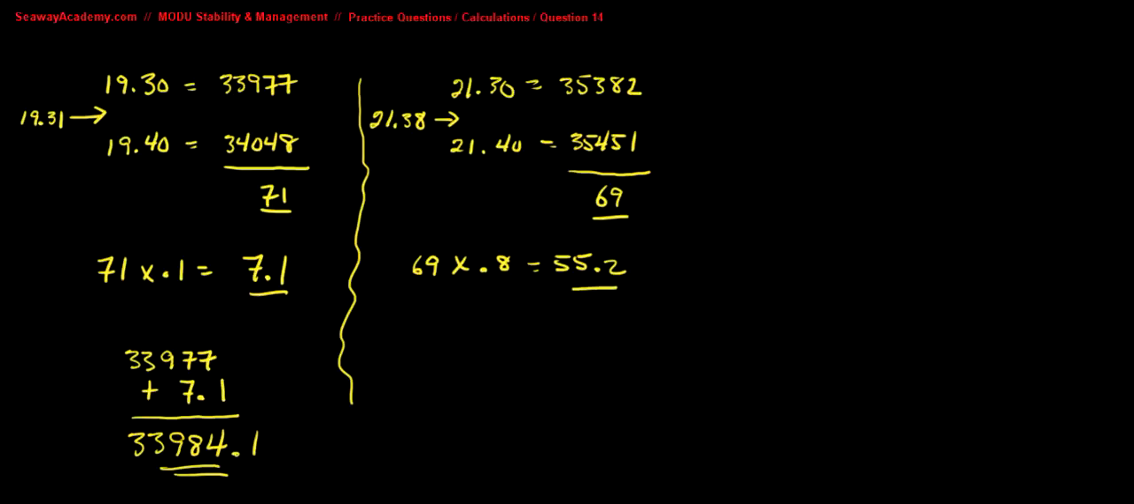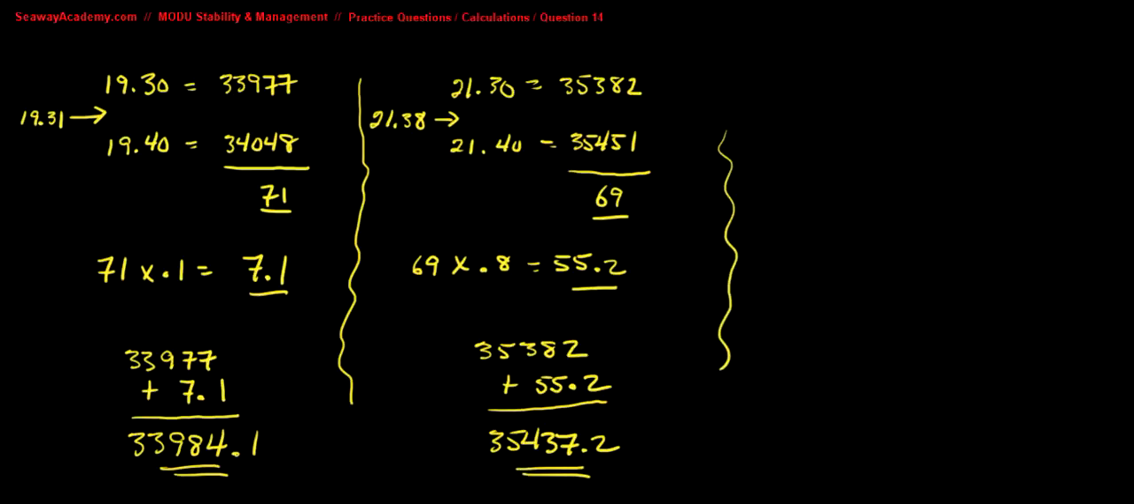So now you apply the 55.2 to the displacement for a draft of 21.3, which is 35,382, and you get a displacement of 35,437.2. That displacement is for a draft of 21.38 meters.